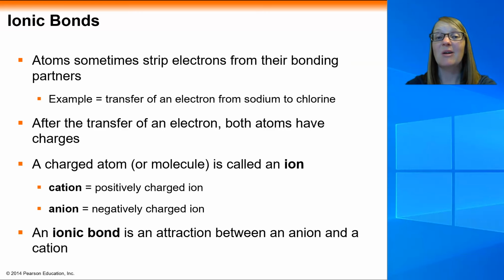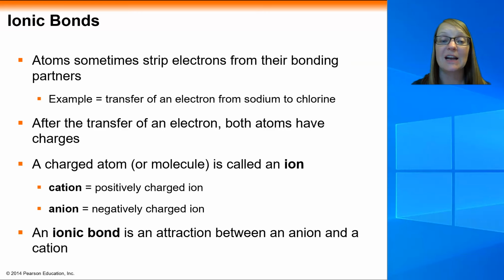And what we know about opposite charges, when you have positive and negative, they're going to attract to each other. And so when these atoms transfer an electron from one to the other and they develop opposite charges, they start to stick together. And that attraction between an oppositely and positively charged atom is going to result in an ionic bond. So a couple of new terms perhaps on this slide.